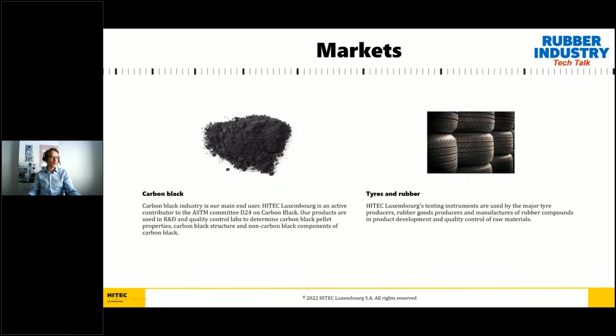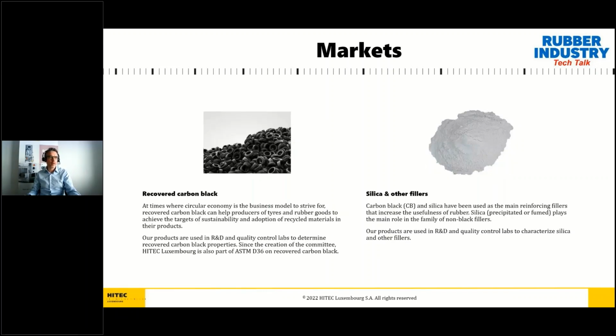Our main markets, as you can imagine, are carbon black, tires and rubber. Recovered carbon black is a growing market, and silica and other fillers.